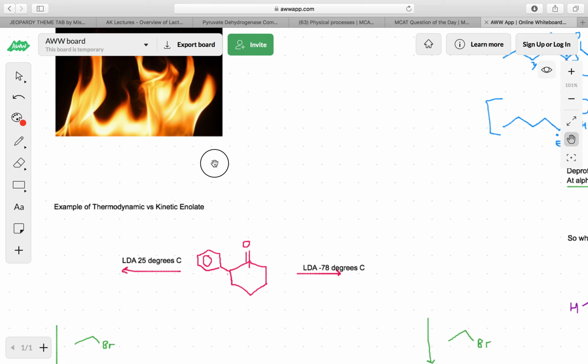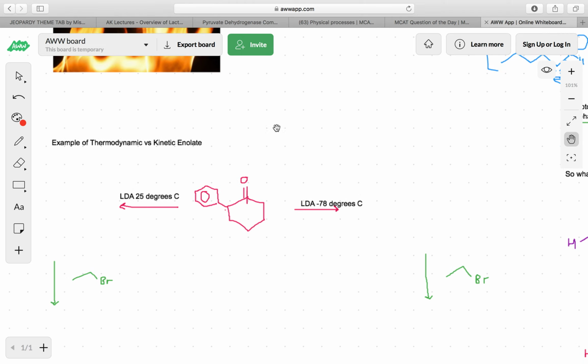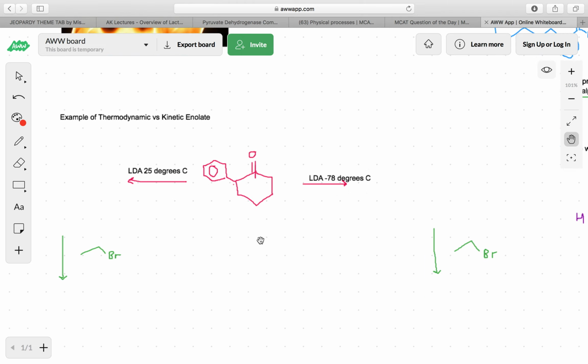So let's look at an example of this. Now you guys understood what we're dealing with. So this is another asymmetrical ketone. We have this alpha carbon and this one. Both of them have protons we can abstract. So how do we decide?